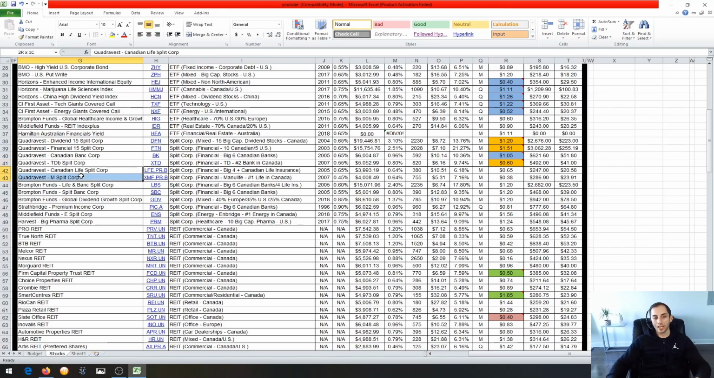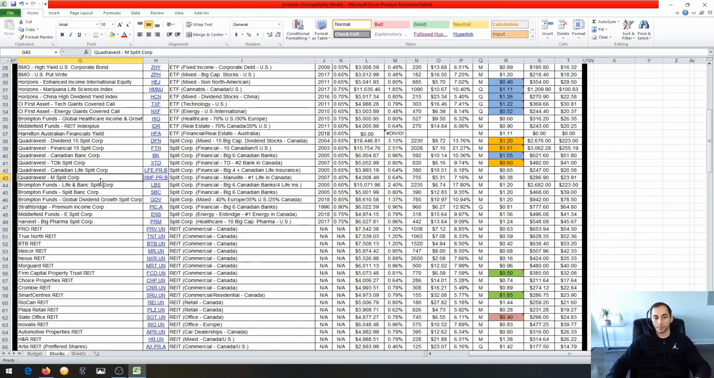The last two I have, I actually have the preferred share ones, and they both give me exposure to life insurance companies in Canada. So this one here, Canadian Life Split Corp, has the big four Canadian life insurance companies.